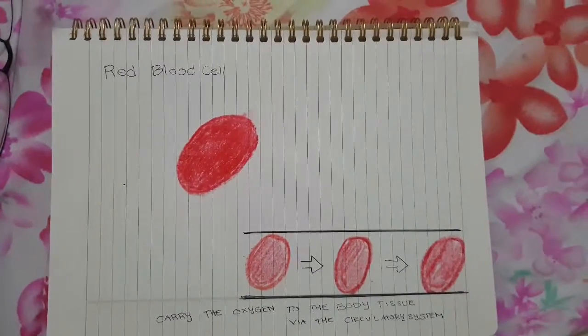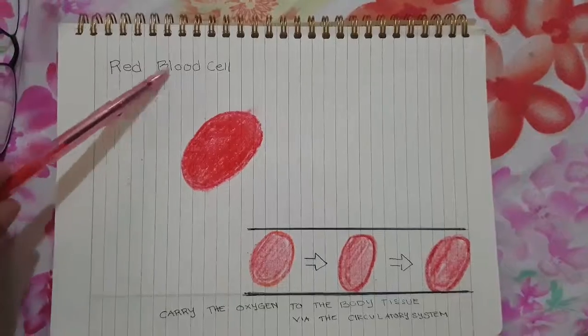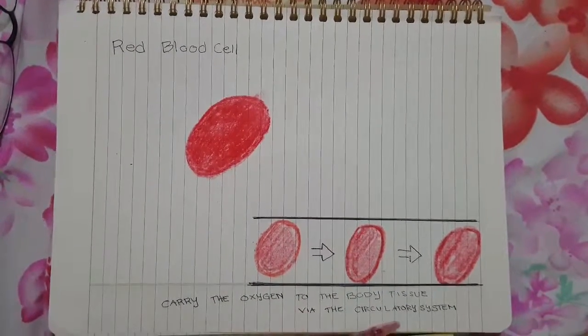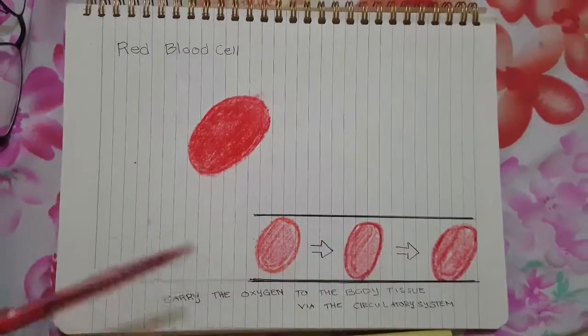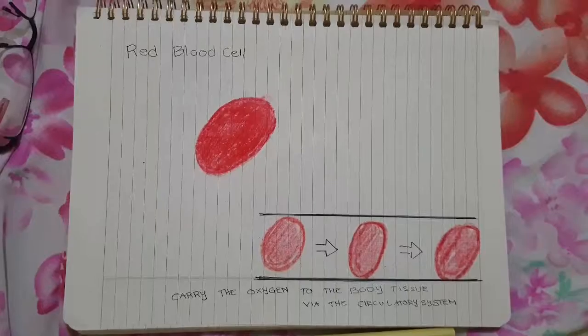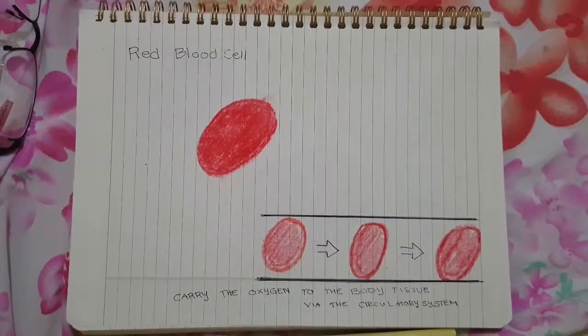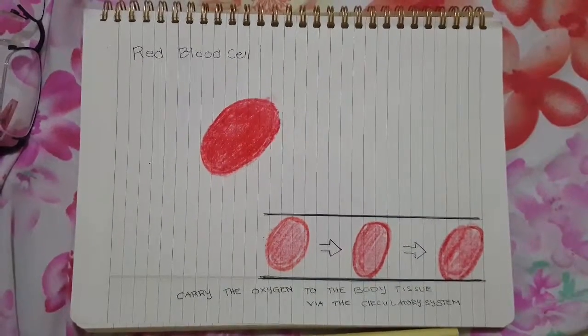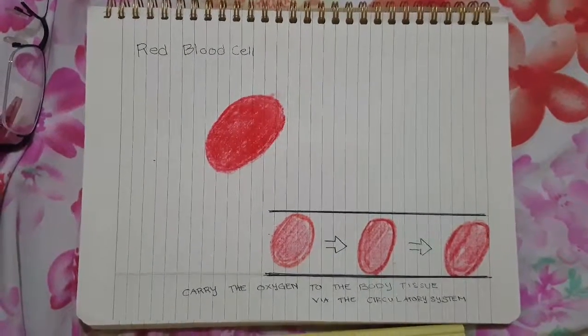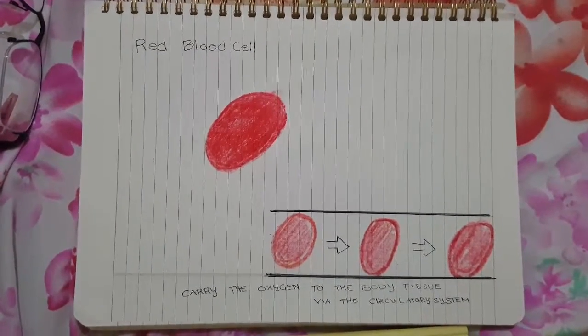Before we start, let's talk about red blood cells first. The red blood cells carry oxygen to the body tissue via the circulatory system. The RBCs are perfectly designed to perform this oxygen-carrying function. In this lesson, you will learn what makes your RBCs so good at their job. You will also discover what happens when the oxygen-carrying ability of the red blood cell is compromised.